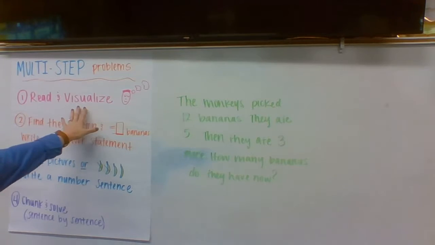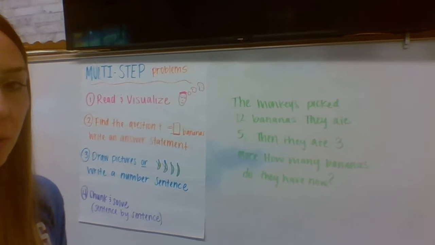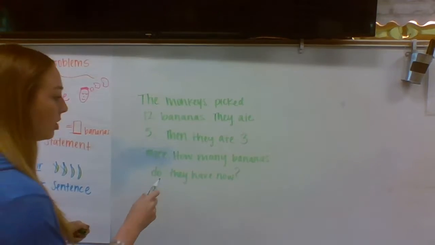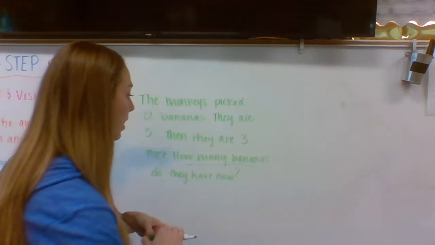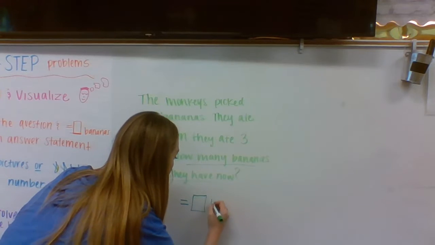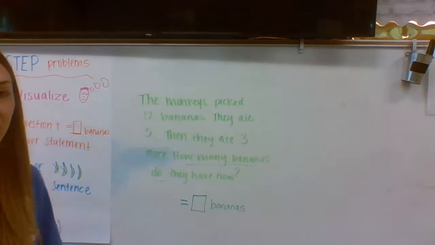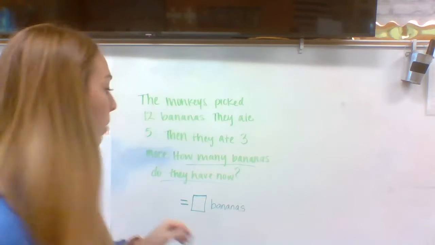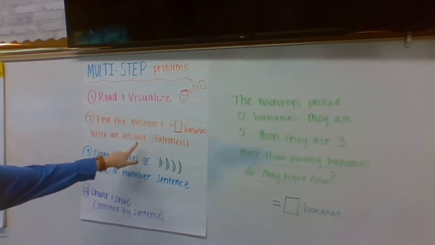Okay, I understand. I've read and I visualized the problem. Check. I'm going to find out what are they asking? What is the question? And I'm even going to write an answer statement. So I see the question is, how many bananas do they have now? So my answer statement, I can even put it down here maybe, is they're going to have, I don't know how many bananas. That's as easy as the answer statement gets. I'm not going to solve it yet, but I know that it's going to be some amount of bananas. So that is step 2, easy.